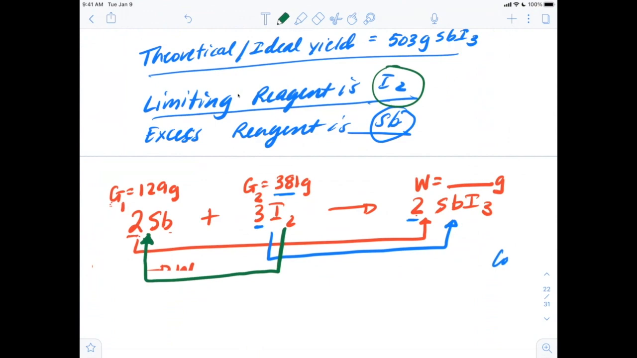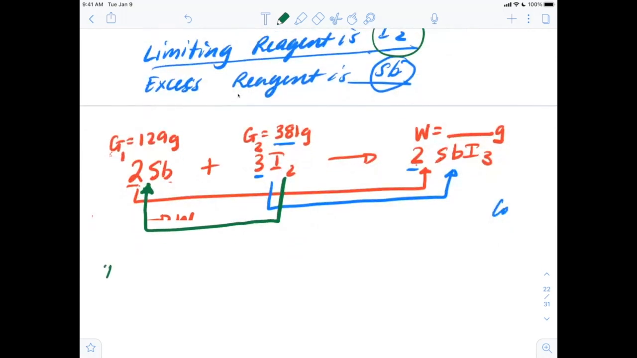The red one starts from Sb, ends on SbI3. The blue one starts from I2, ends on SbI3. The green one starts from I2, ends on Sb. And the green one is what you need to do when you're trying to figure out how much of the excess reagent you are actually wasting unintentionally, okay? So to determine the amount of excess reagent, I'll even do the conversion in green to be consistent.